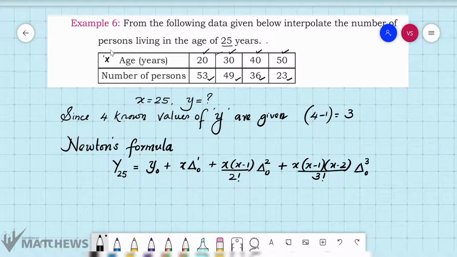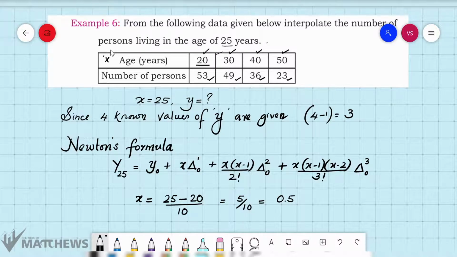Now let's first find out what x is, students. This is bivariate data. The value of x to be interpolated is 25. The first value, the origin, is 20. And what is the common difference? There is a difference of 10. So it would be 5 divided by 10, or in other words, the value of x would be 0.5, students.